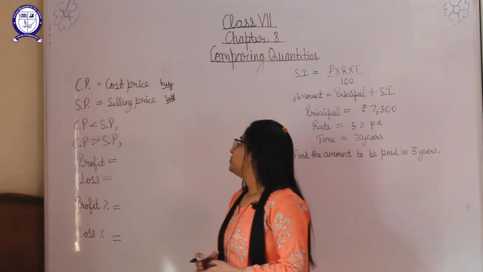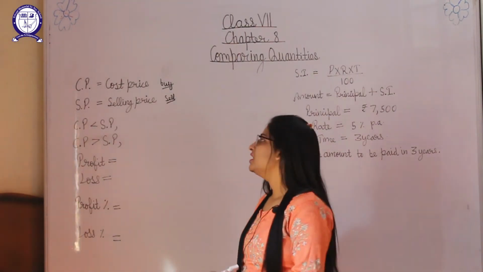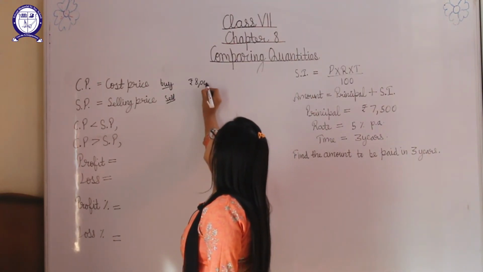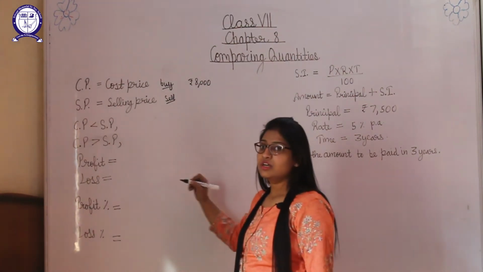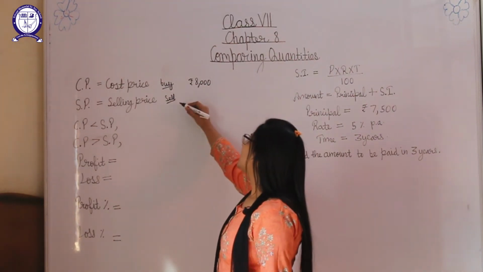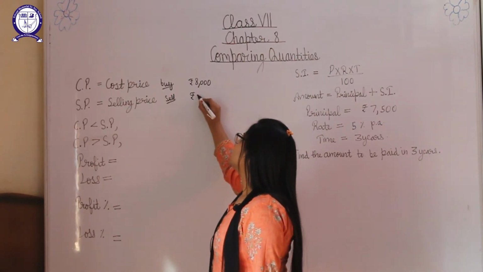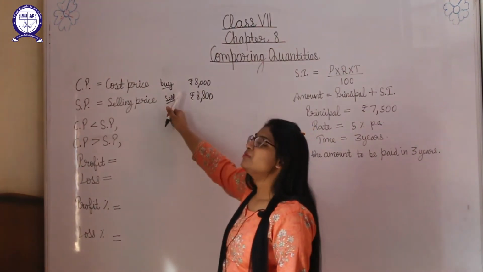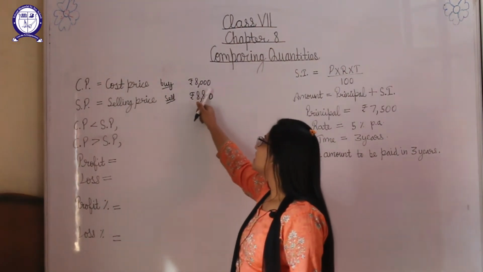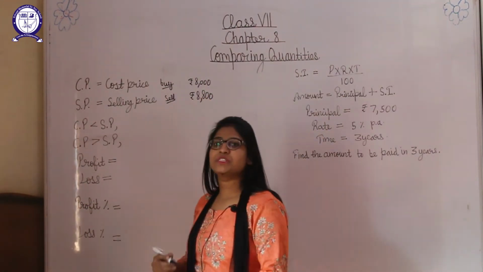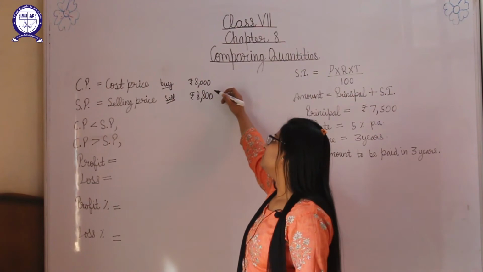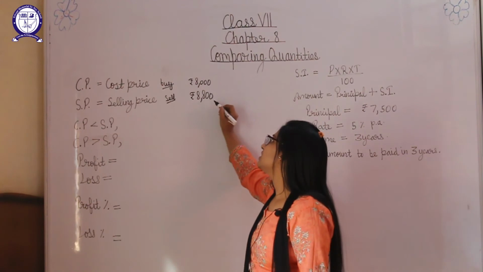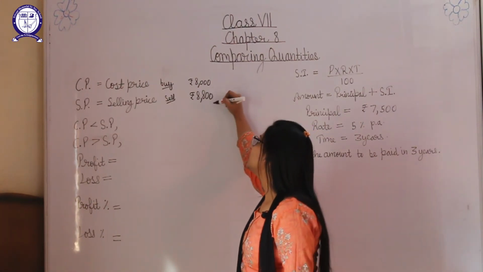Okay, suppose there is a shopkeeper. He buys a TV for rupees 8,000 from the wholesaler and then sells it to the customer for rupees 8,800. Okay, so what is the CP for the shopkeeper? The CP for the shopkeeper is 8,000 because he is paying rupees 8,000 for buying that TV, and he is selling the TV to another person for rupees 8,800. Okay, so these are the CP and SP.